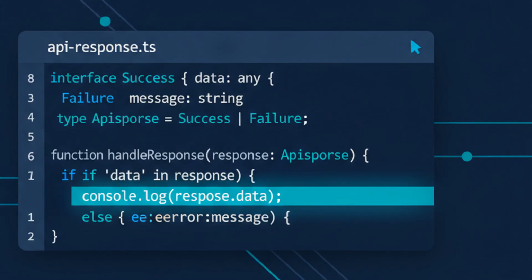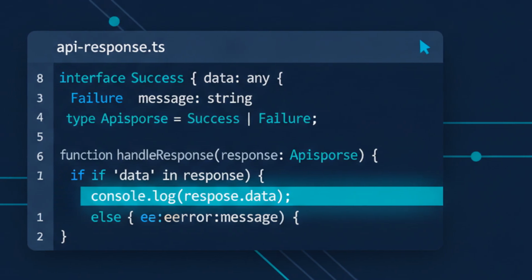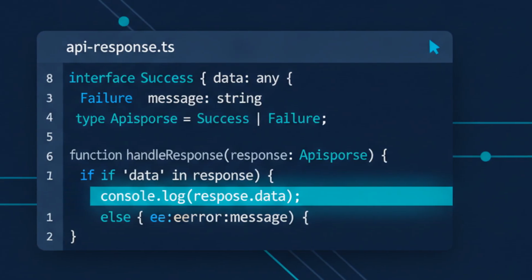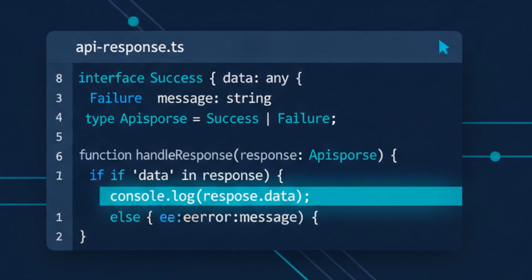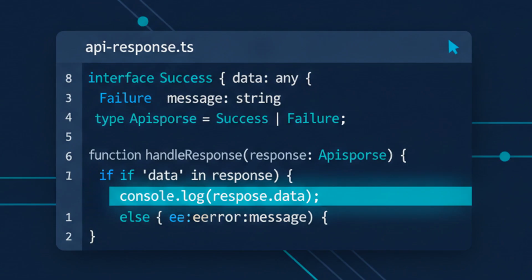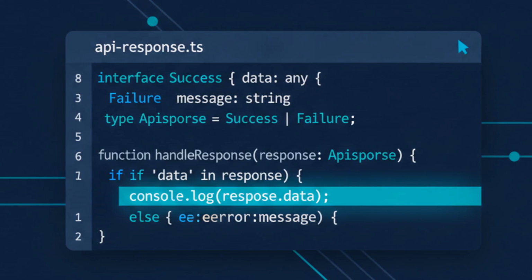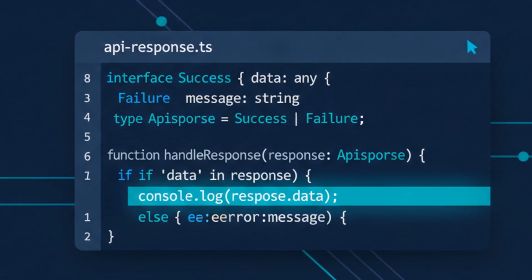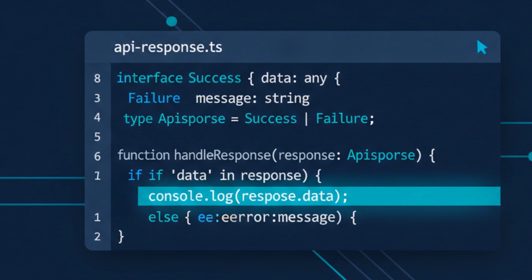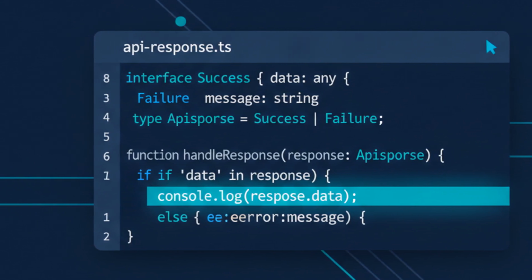Let's make the in operator feel real. Imagine an API that returns either a success response with data or an error response with a message. You don't know which one until you check. By testing if data is in the response, TypeScript narrows to the success shape and gives you autocomplete for data. Otherwise, it's the error shape. This pattern shows up constantly when handling API responses.